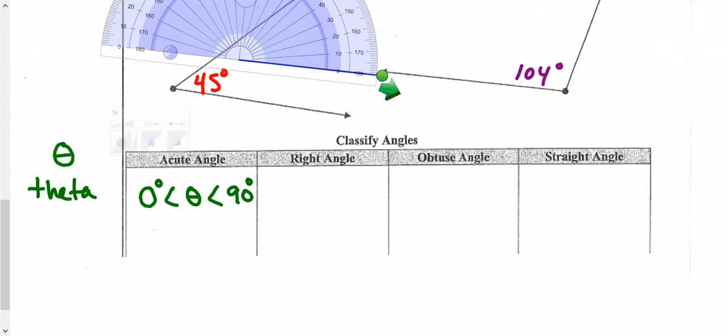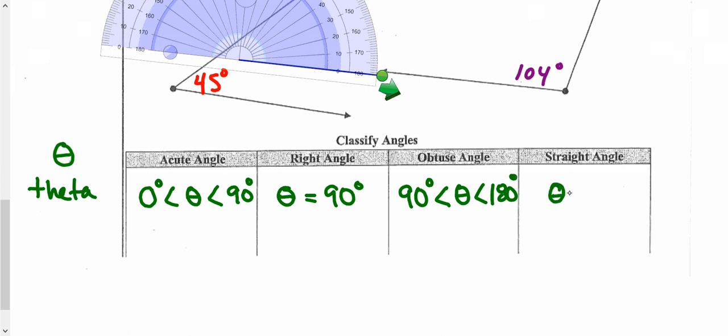Now, for a right angle, that theta is going to be equal to 90 degrees. So acute is between 0 and 90. Right is equal to 90. Obtuse angle, this is going to be where theta is larger than 90, but less than 180. And a straight angle, theta is equal to 180 degrees.